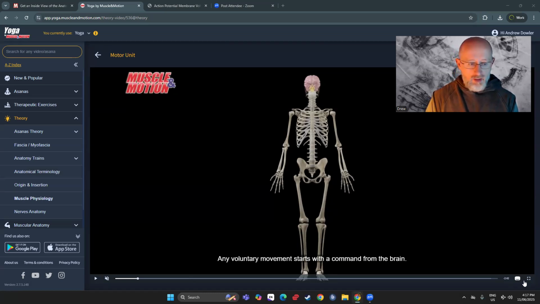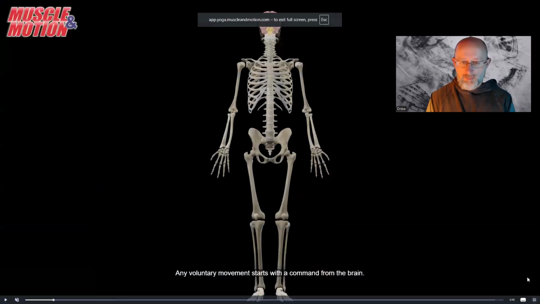So I'm in the theory section and we're in muscle physiology, and you'll find this in the muscle physiology section. And as always, I'm not going to go through the whole thing. I want you guys to support the app by buying it, but we're going to go through the key concepts here.